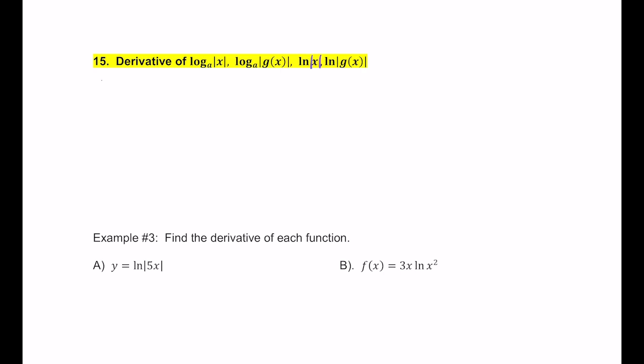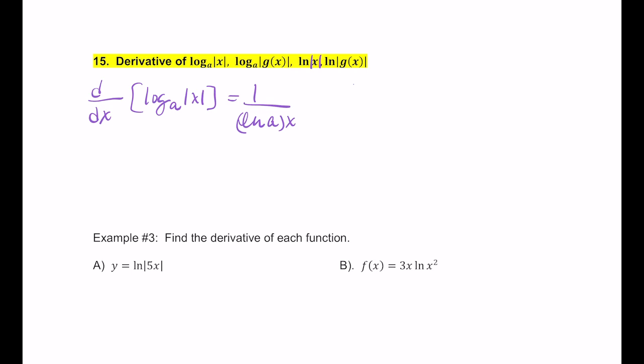All right, so let's write down a couple rules here, which are going to look very familiar. So the derivative of log base a of the absolute value of x is just the same as the derivative of the log base a of x. And that's just going to be 1 divided by the ln of a times x. Okay, and the x is in the denominator.